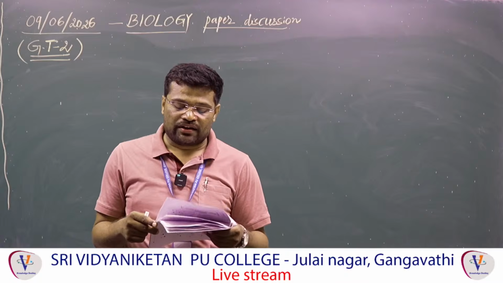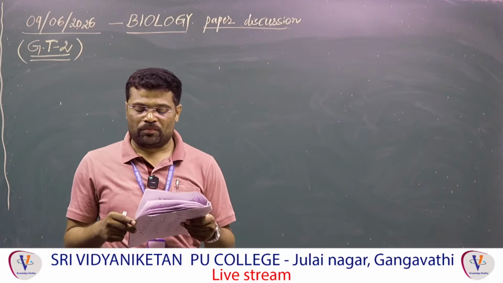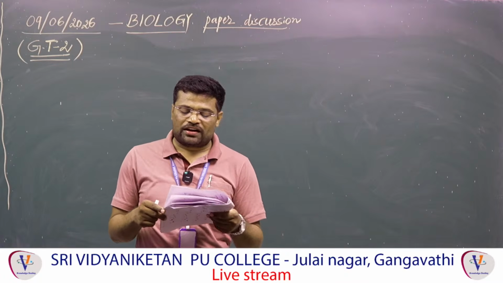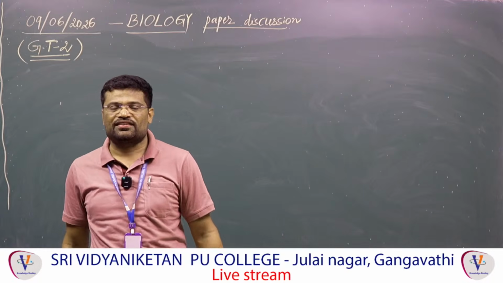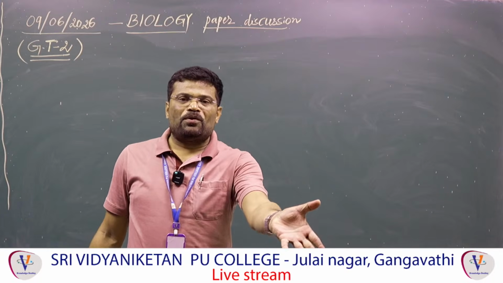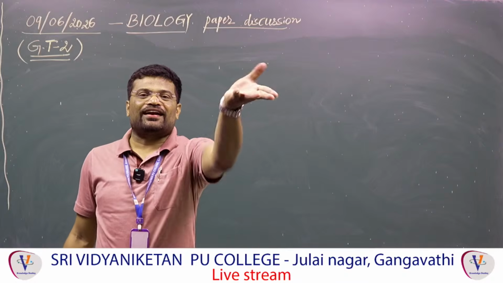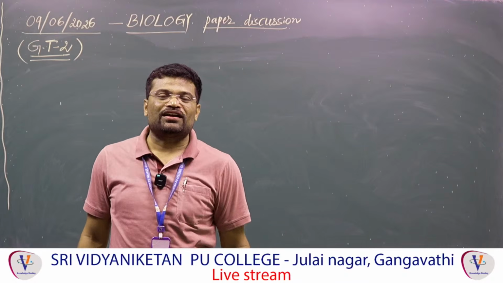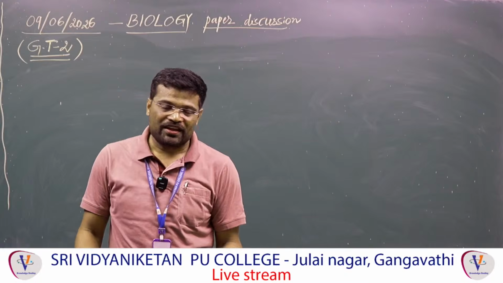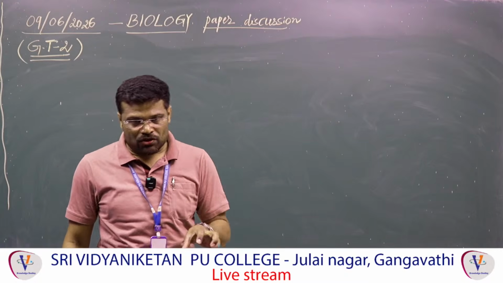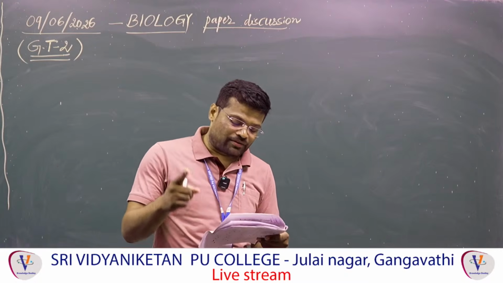Next, 139. Which of the following types of immunity involves production of antibodies in response to antigens? B lymphocytes produce antibodies against antigens. It comes under humoral immune response. B lymphocytes play a vital role in humoral immune response. Answer is 2.